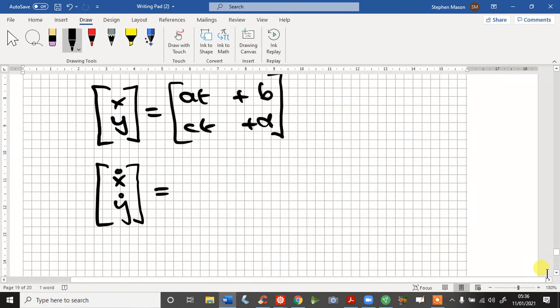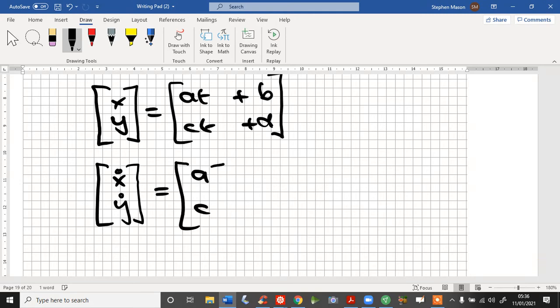So this differentiates this matrix here. This becomes a and c, just that. So at differentiates to give a, b disappears, ct differentiates to give c, and d disappears.